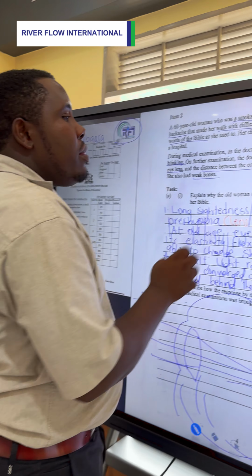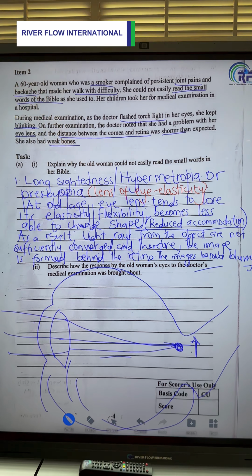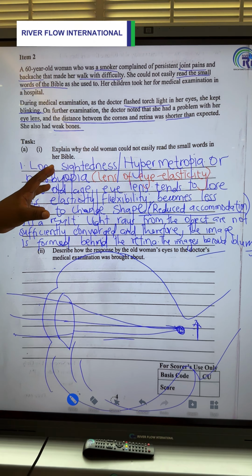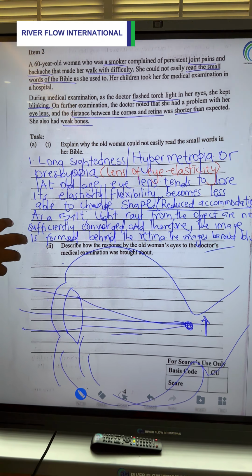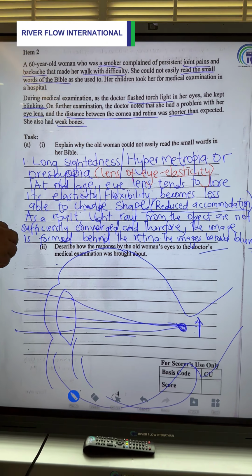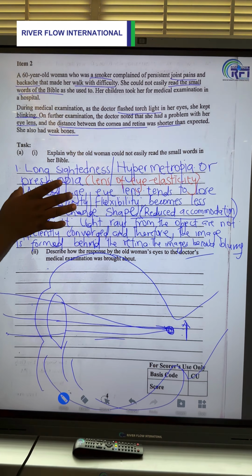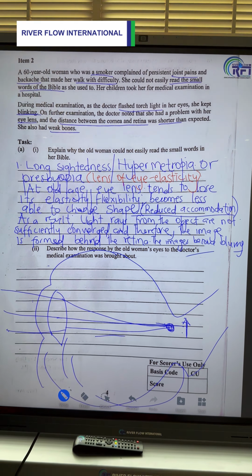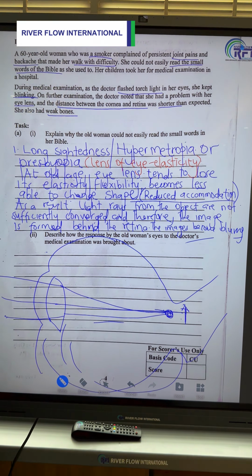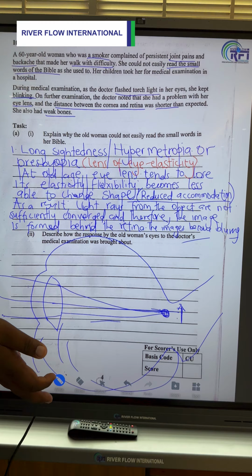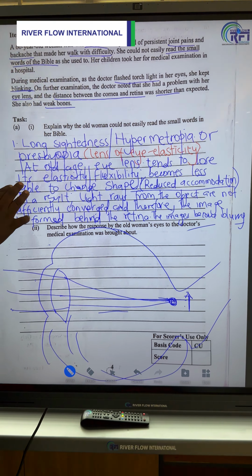Let's make a summary. We have said the reason as to why this woman is not able to read is because of either long-sightedness, which we call hypermetropia, or presbyopia, which is the inability of the lens to change shape easily. And we have said one of the factors that bring this is old age. We can see that this woman is old. And now at this age, the lens tends to lose its what? Its elasticity.